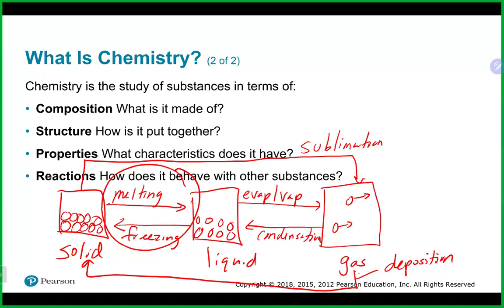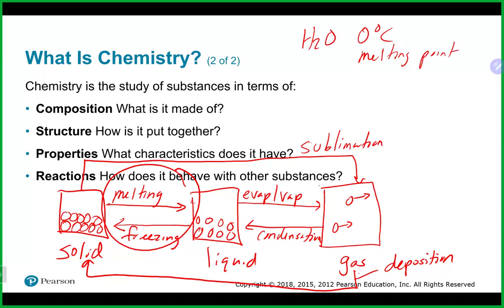So assume the pressure is the same. Does it occur at the same temperature or different temperature? It occurs actually at the same temperature. So melting and freezing really occurs at the same temperature. And depending on what you're talking about, for example, water, that is 0 degrees Celsius. That's the normal melting point or freezing point of water.